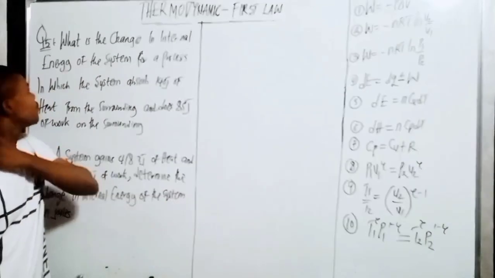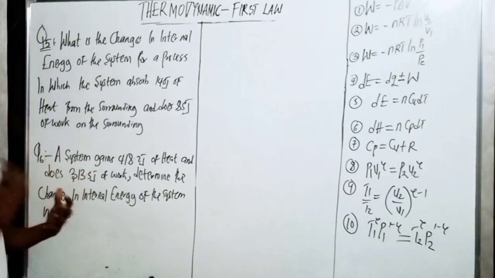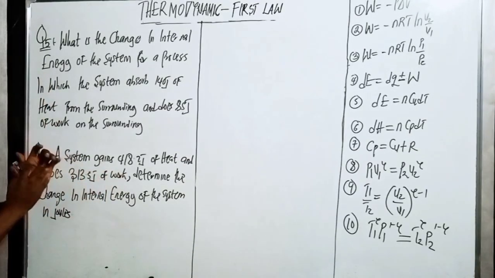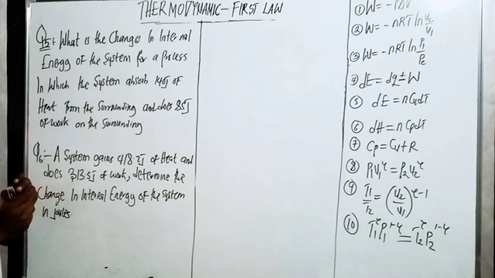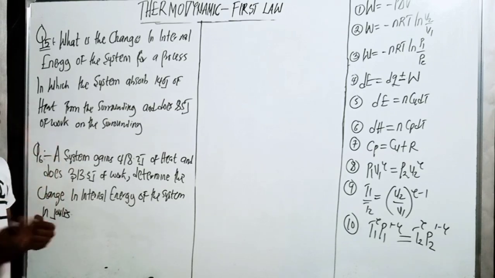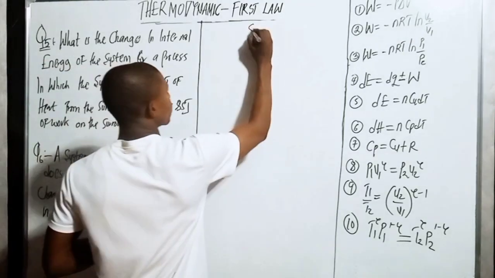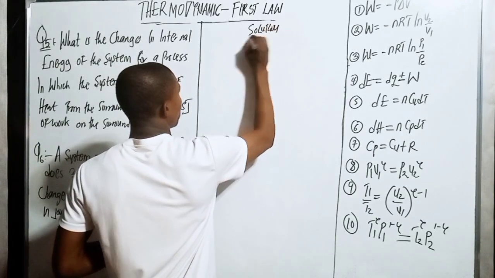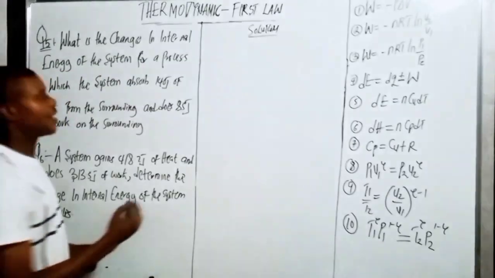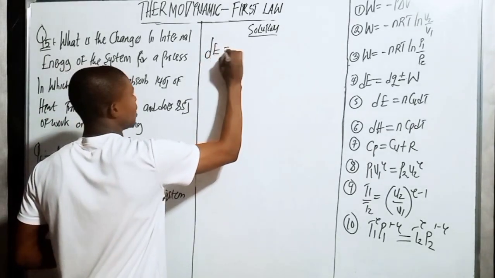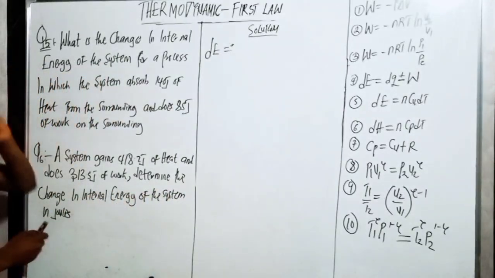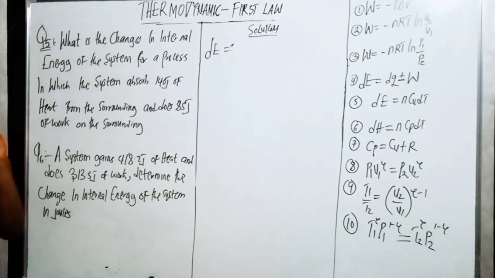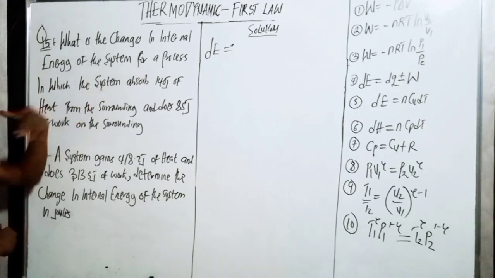So here we have question 5 and question 6. I will solve the two of them together. What is the change in internal energy of the system for a process in which the system absorbs 140 joules of heat from the surrounding and does 85 joules of work on the surrounding? Okay, now let me tackle the first solution. When you say you should calculate the change in internal energy, let's see what is the change in internal energy of the system for a process in which it absorbs heat.